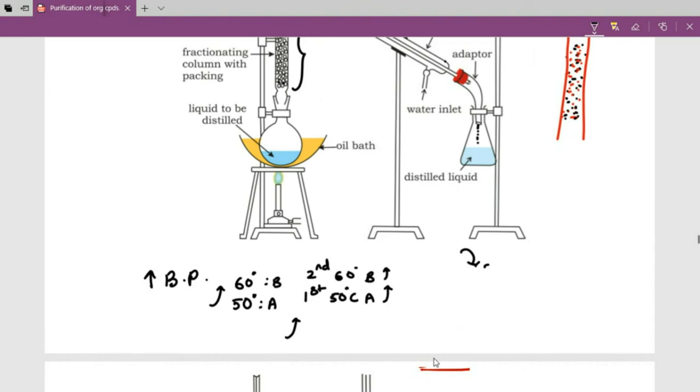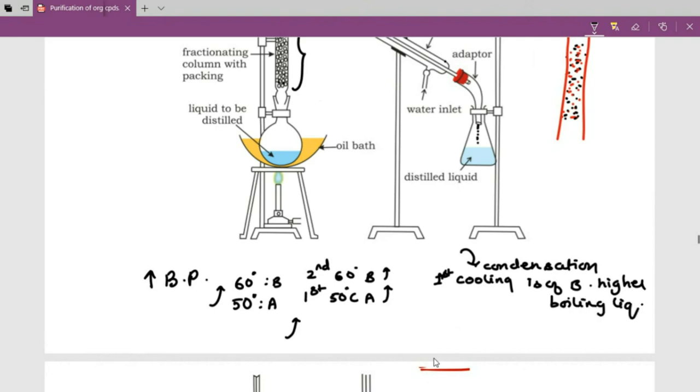But when I'm talking about condensation, when you are cooling, it is a reverse process. From hot to cool, you are coming down. So something that needed 60 degrees to maintain its vapor state will cool first. So cooling first is of B, that is the higher boiling liquid. The higher boiling liquid started condensing first. This is an important point.